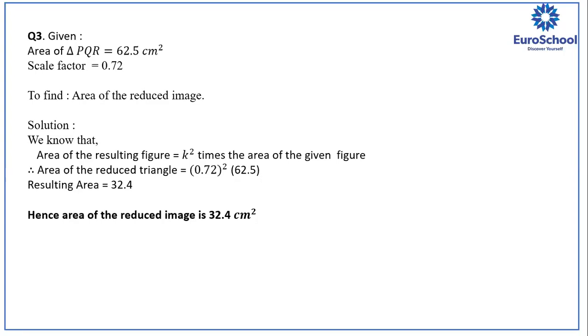Because it's a very common mistake. If students do not write K square, they just write K. Now, area of the resulting figure is equal to K square times the area of the given figure. Area of the triangle is given here, 62.5. We'll multiply with 0.72 whole square. So now, the area of the resulting triangle is 32.4. So the area of the reduced image is 32.4 centimeter square. Understood?